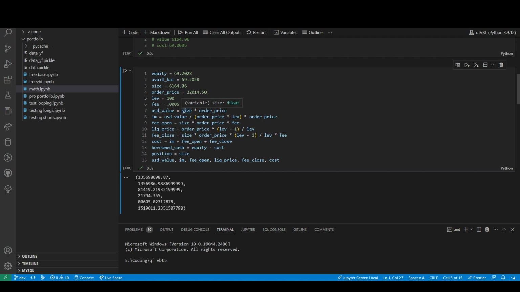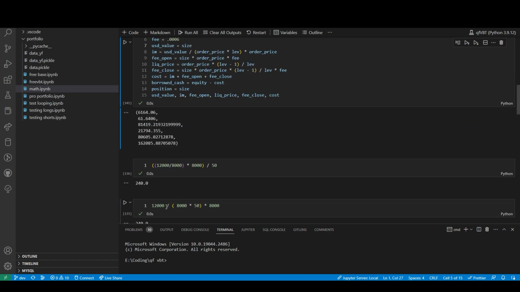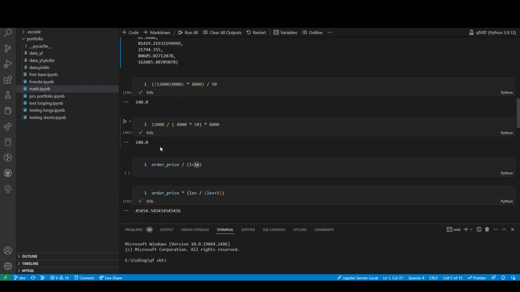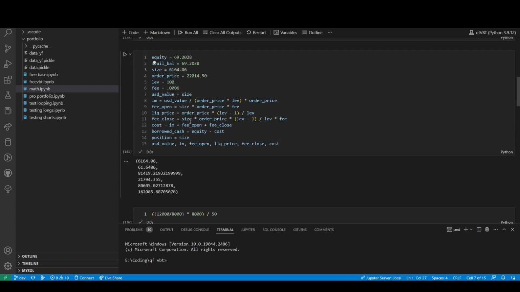Okay, so my USD value is this. My initial margin is USD value divided by this. So my initial margin is 61. Is that right? Has to be right. Well, we shall see. USD value, initial margin is this.